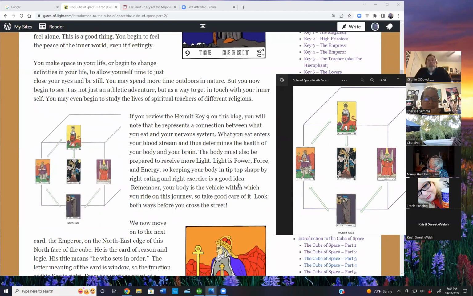If you review the Hermit Key 9 on this block, you will note that he represents a connection between what you eat and your nervous system. Remember that. What you eat enters your bloodstream and thus determines the health of your body and your brain. The body must also be prepared to receive more light. Light is power, force, and energy. So keeping your body in tip-top shape by right eating and right exercise is a good idea. Remember, your body is the vehicle within which you ride on this journey, so take good care of it. Look both ways before you cross the street.